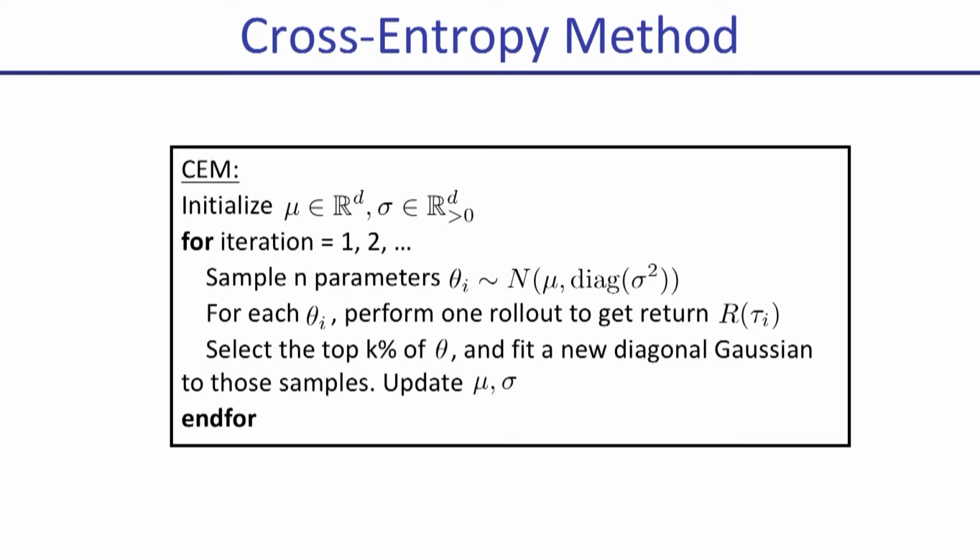After you have collected all those trajectories, you simply select the best k of them, ranked by the return they have got. And k is usually something like 10% to 20%. So you throw away the worst 80% and keep the best 20%. Then for those parameters, you fit another diagonal Gaussian, doing maximum likelihood, and you update your mean and standard deviation. That's the whole algorithm. You just repeat until the performance satisfies you. Is that clear?